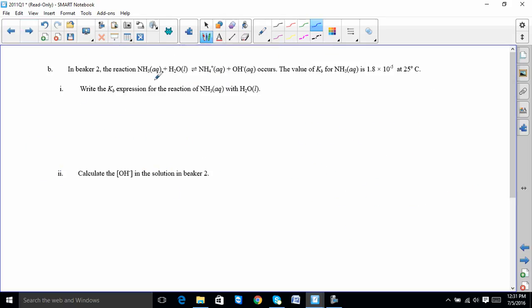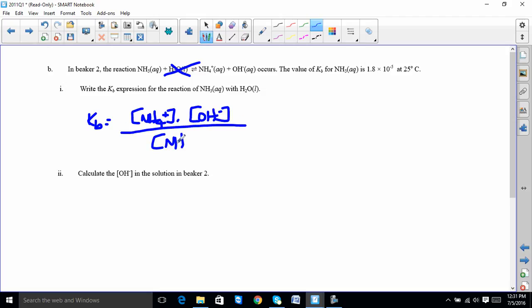Now, beaker 2 is a weak base. Weak acids and weak bases, you always have to set up an ice chart. And so here's the deal. What is the Kb expression? Remember, pure liquids and pure solids are not used in calculating equilibrium. So this ends up being NH4 plus times OH minus over NH3. That's it.